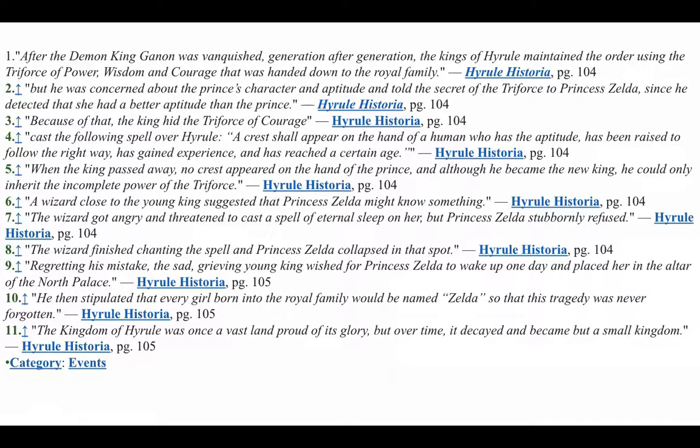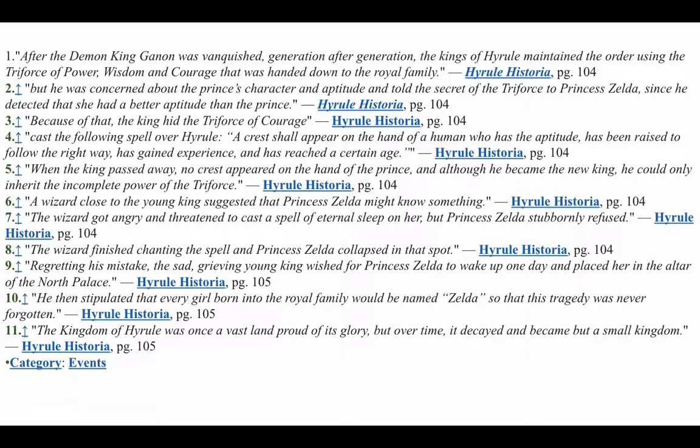Generation after generation, the kings of Hyrule maintained the order using the Triforce of Power, Wisdom, and Courage that was handed down to the royal family. But he was concerned about the prince's character and aptitude and told the secret of the Triforce to Princess Zelda, since he detected that she had a better aptitude than the prince. But because of that, the king hid the Triforce of Courage, cast the following spell over Hyrule. A crest shall appear on the hand of a human who has the aptitude, has been raised to follow the right way, has gained experience and has reached a certain age.